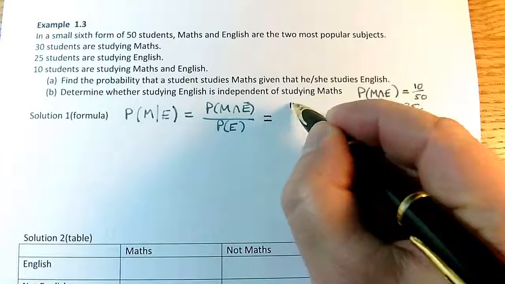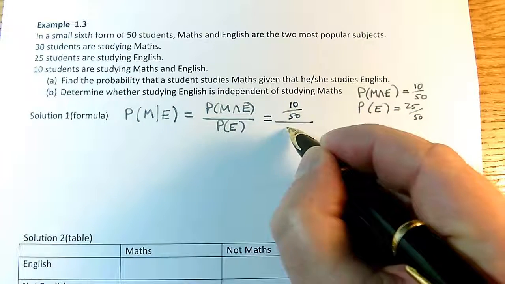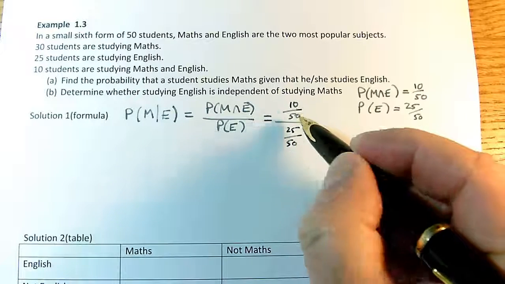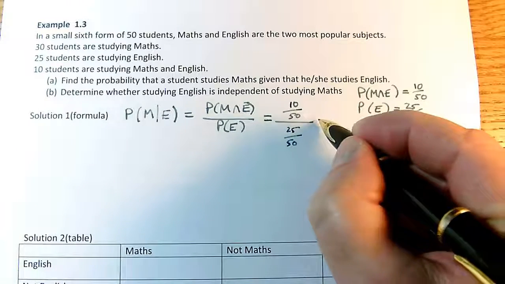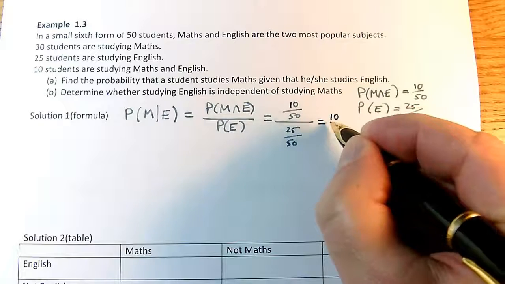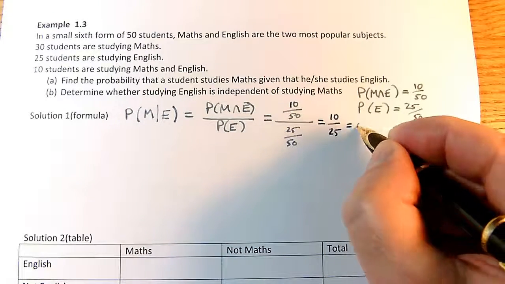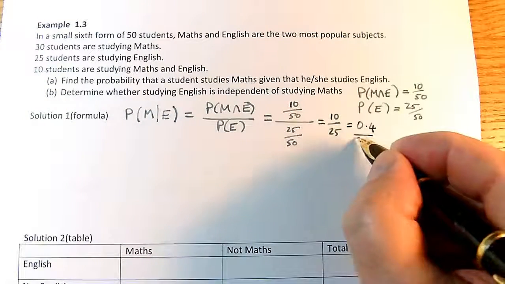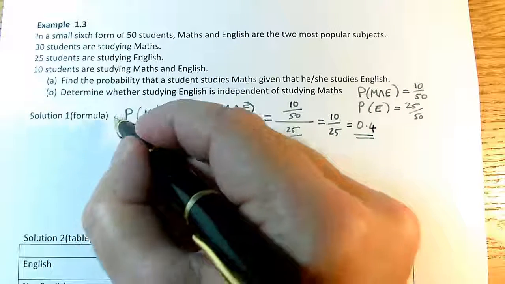So my formula says the probability of M and E over the probability of E is top number is going to be 10 50ths, bottom number is going to be 25 50ths, which you can do in your calculator if you really like. But because they're 50ths on the top and 50ths on the bottom, what I can do is multiply top and bottom of the fraction by 50. Effectively, the division by 50 cancels, ending up with 10 over 25, which actually simplifies to 2/5 or even 0.4. So that's my answer for the conditional probability. It's 0.4.